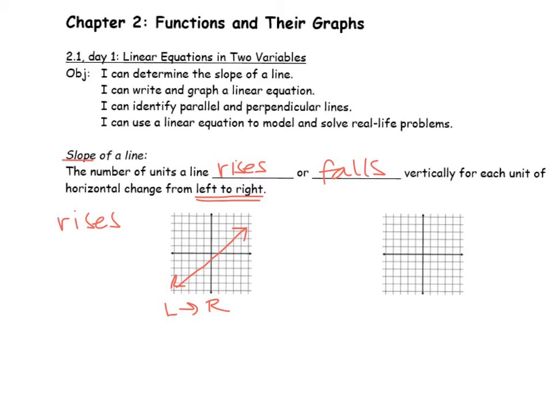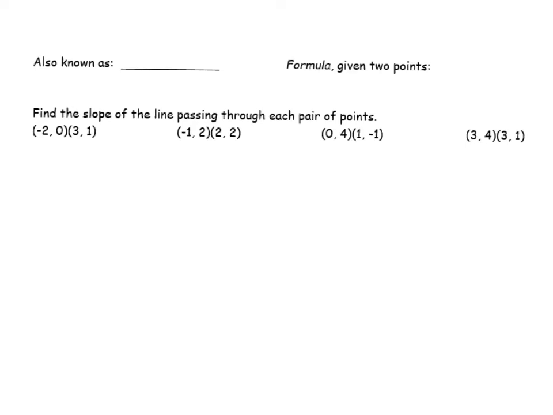If a line falls, again, from left to right, that means you'd be going downhill. And that's just kind of a way to describe what the graph would look like for different types of slope. Another way to define slope is rise over run. I'm sure you've probably heard that before.